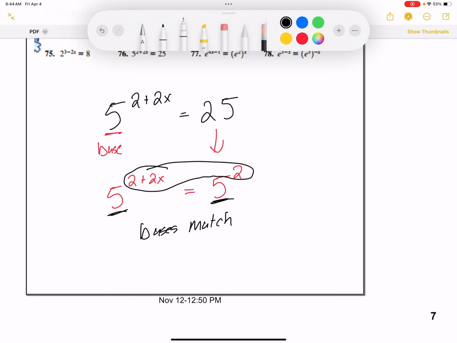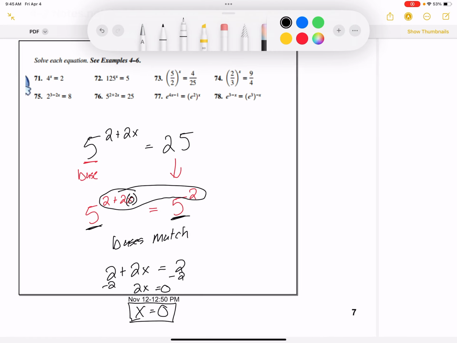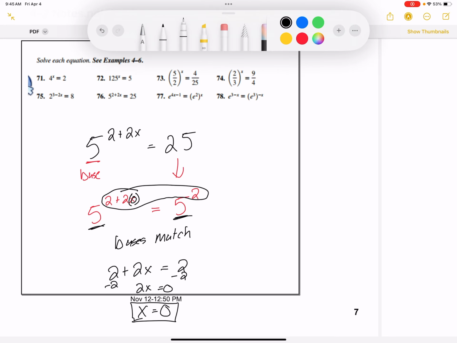So 2 plus 2x must equal 2. I subtract 2, I get 2x equals 0, therefore x equals 0. That means 2 plus 2x had to be equal to 2, which means 2x is 0. Yeah, that makes sense. All right, let us keep it rolling.